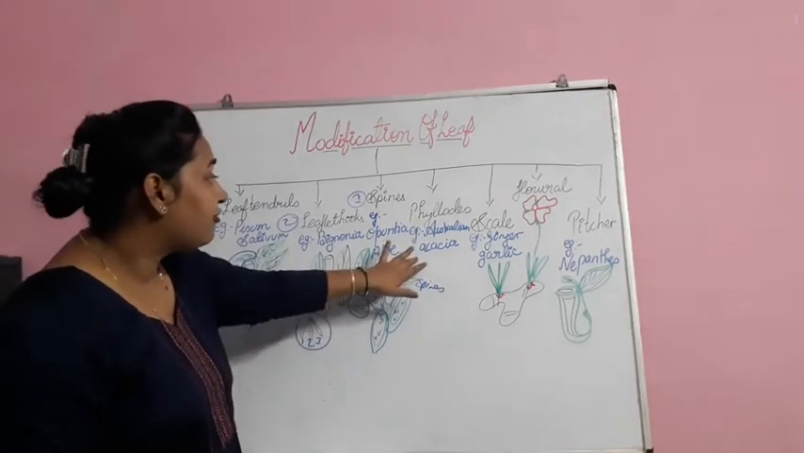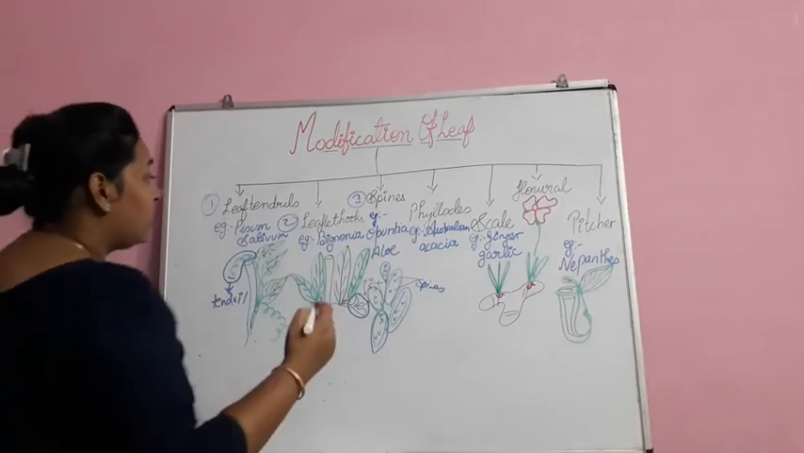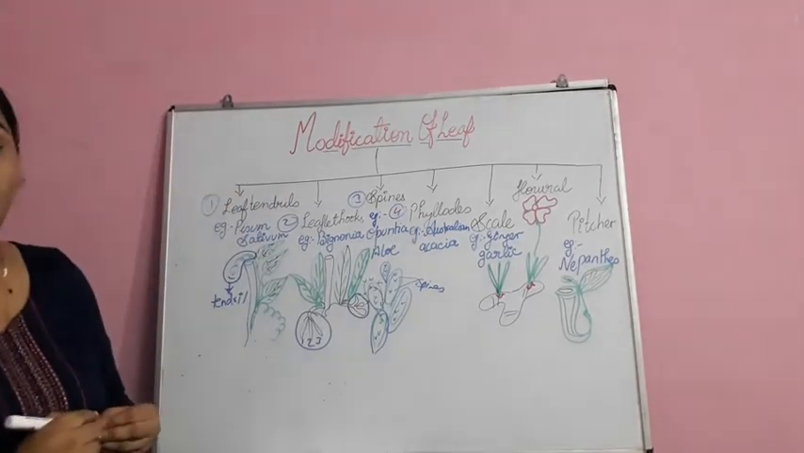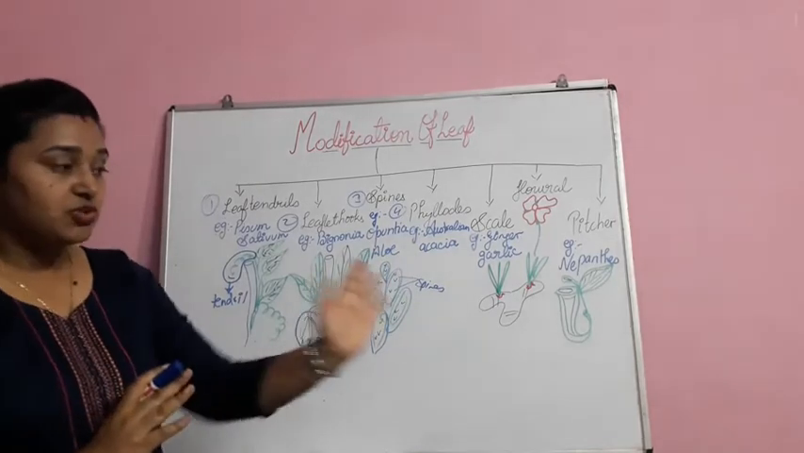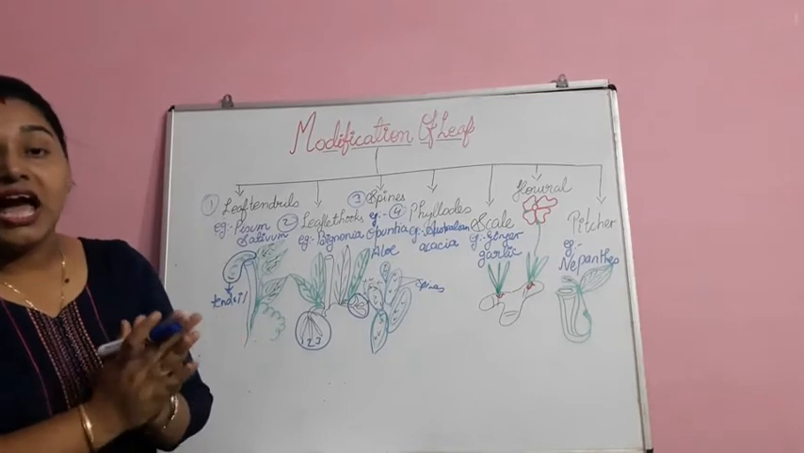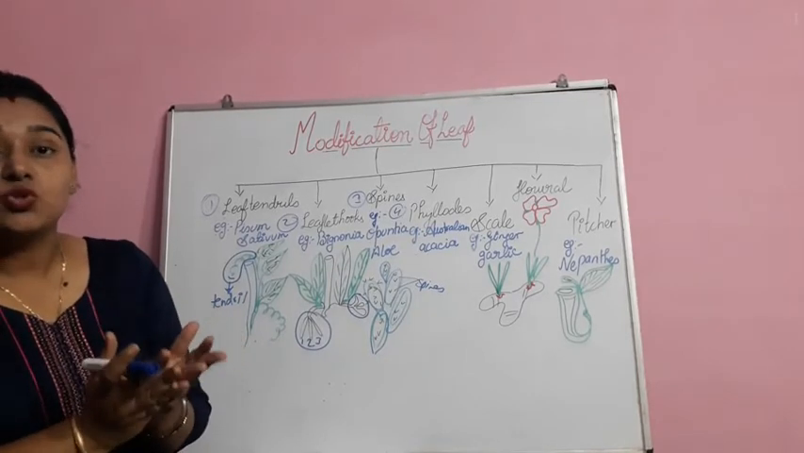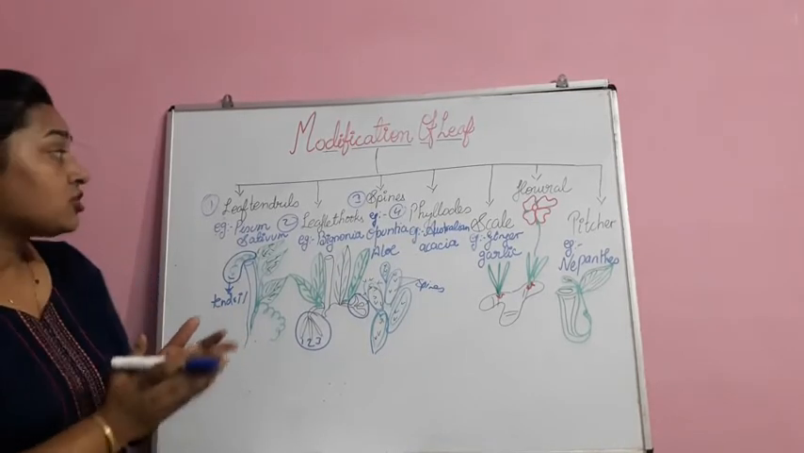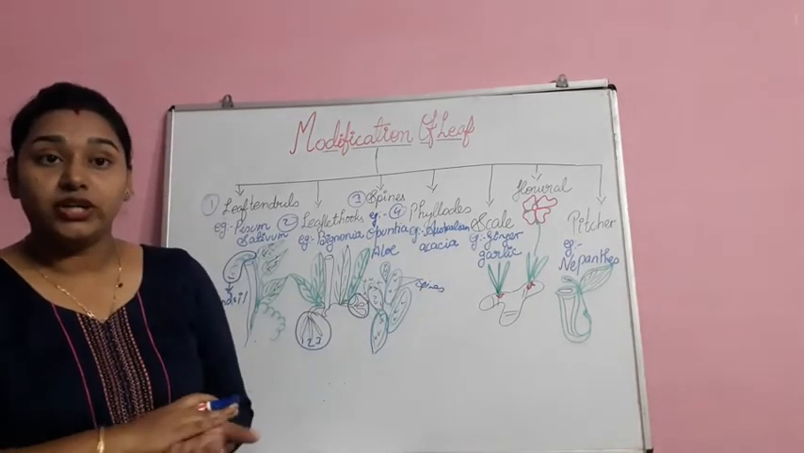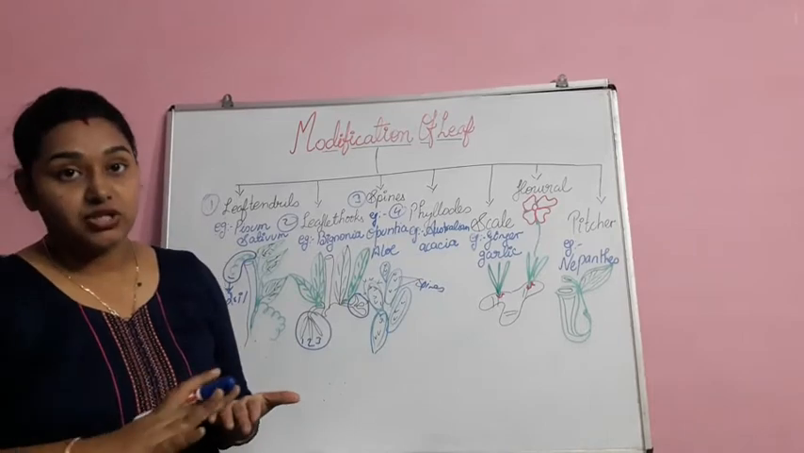So in the same way, spines are there to give them proper protection from the herbivores, from the grazing animals. Next we have phyllodes. Phyllodes is the next one, and its example is the Australian acacia. Now what happens is that the rachis gets converted into a flat structure, and that flat structure seems like a leaf. So that kind of modification is called phyllodes, where the rachis gets converted into a flat leafy structure.